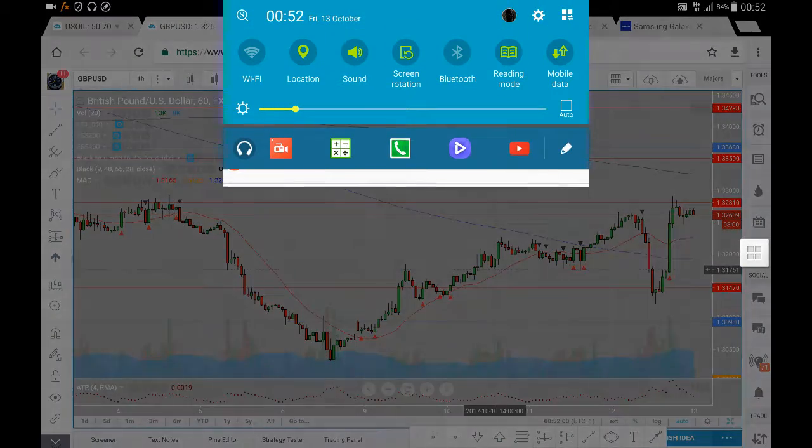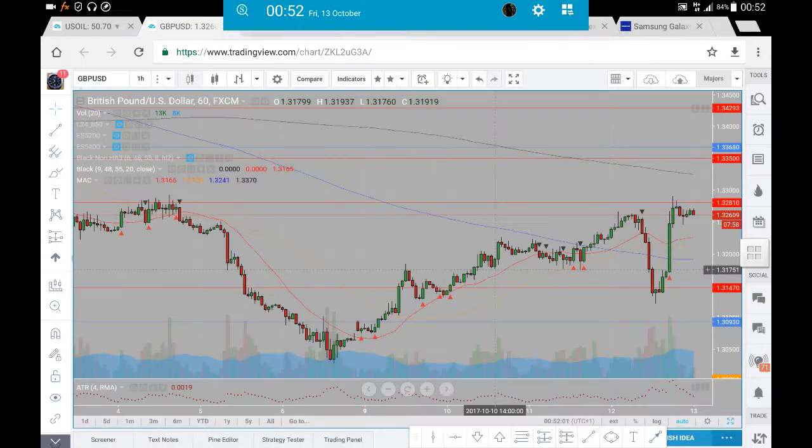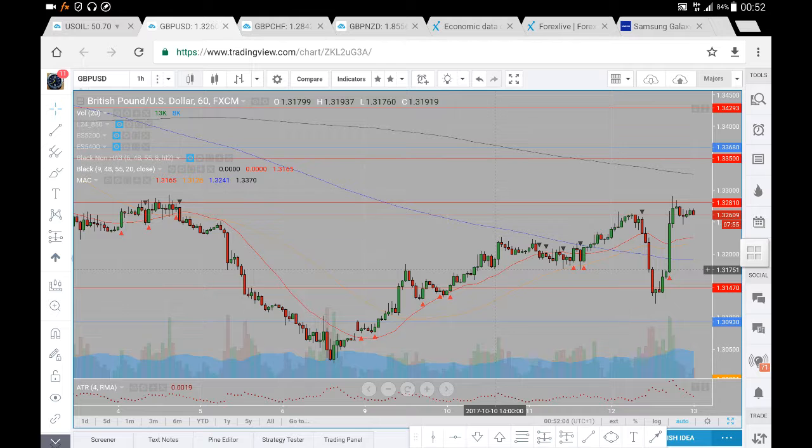So this is a pound dollar analysis for Friday the 13th of October. Now, what has the market done since we did the analysis yesterday? Prices have stalled before getting up to 32.81, and we did have a bit of a sell-off in the pound against the dollar. We sold all the way back down to the level I've already identified at 31.47.